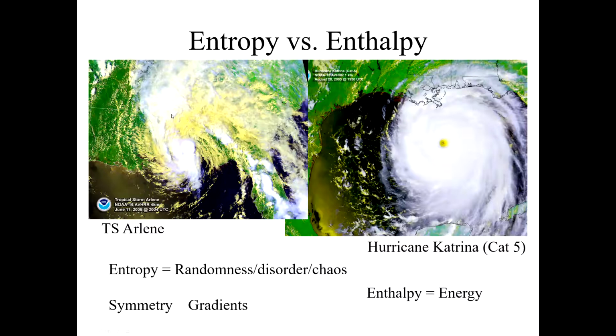The gradients in the water vapor concentration, in wind speed, in barometric pressure, and in rainfall are all much stronger and more intense for Hurricane Katrina, where you go from a higher temperature, lower wind speed, and less water vapor to a zone of lower temperature, higher wind speed, and higher water pressure in a short period of space. You have a strong spatial gradient. So things like symmetry and gradients are important things to look for when you're asking yourself, what's entropy and what's enthalpy. So let's look at some examples.